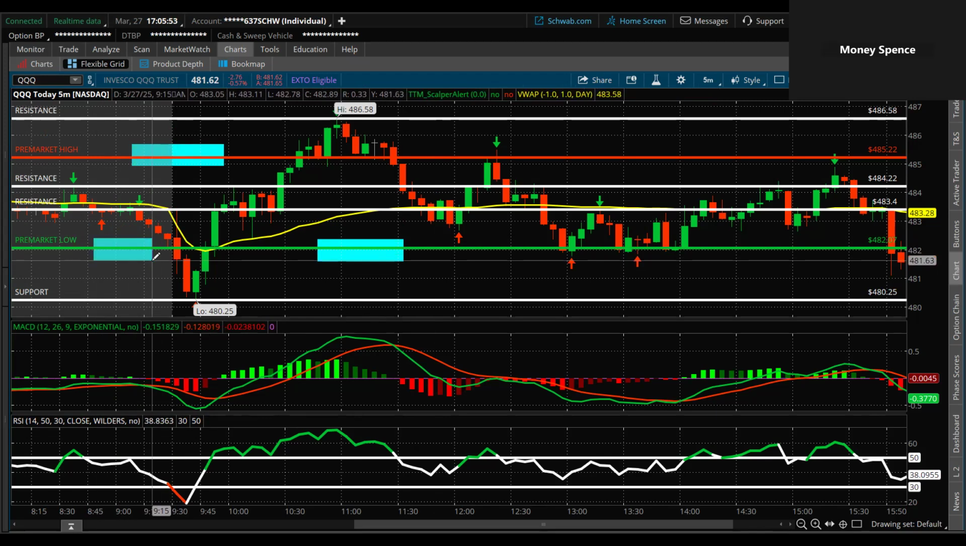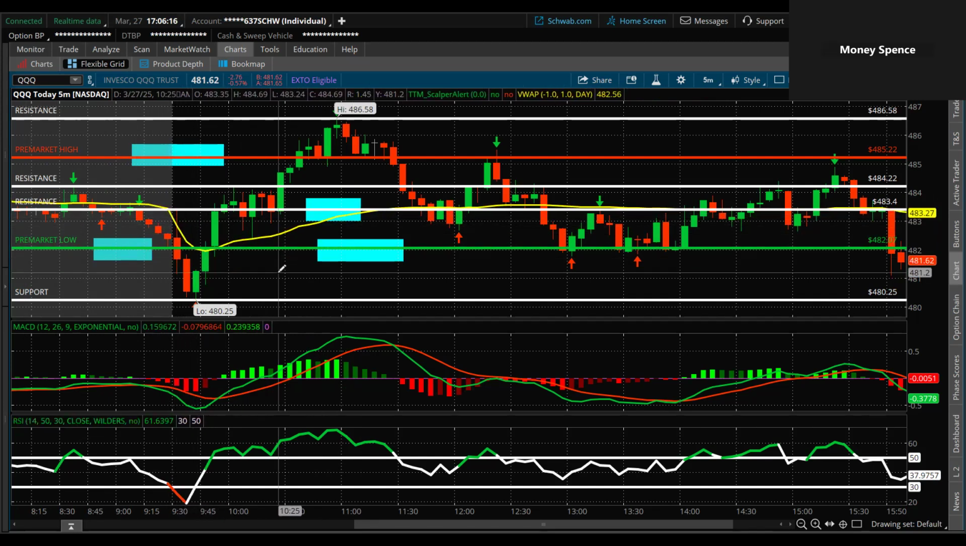Let's say, for example, you wanted to trade on the open. But remember, it's extremely risky to trade on the open, so please keep that in mind. On the open, we had our intraday resistance at $483.40. And we broke below VWAP, this yellow line. Whenever we're trading below VWAP, that's usually a bearish sentiment towards the downside.